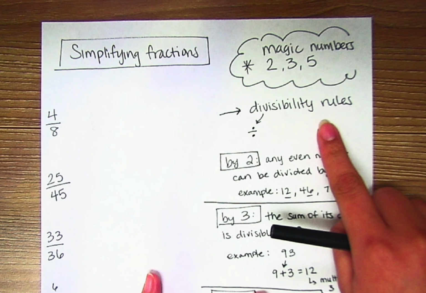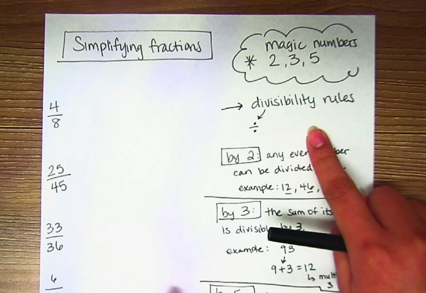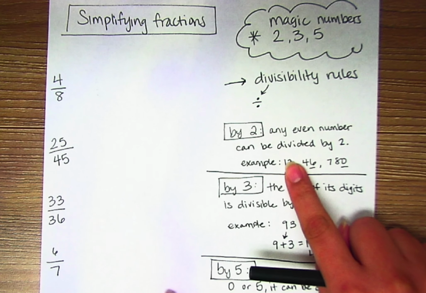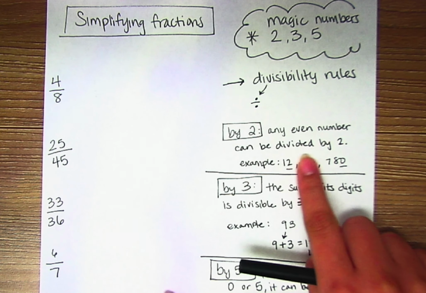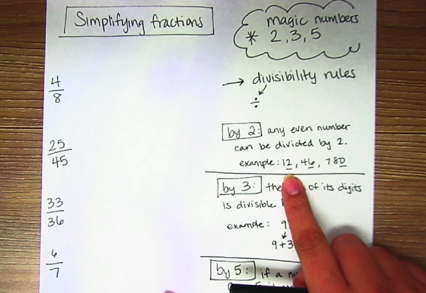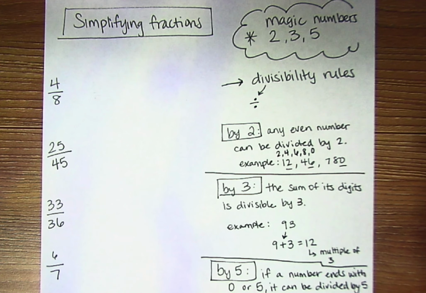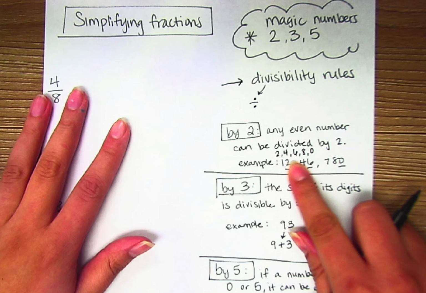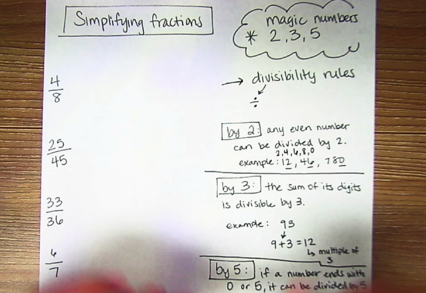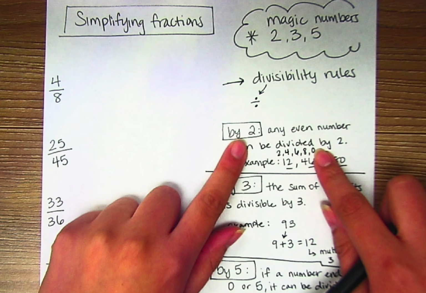I did write some division rules, okay? So when you're dividing by 2, you can divide any even number, okay? It's either going to be 12, 2 is an even number, 46, or 780. I also want you to write down these: 2, 4, 6, 8, and 0. If any of your numbers end here in 2, 4, 6, 8, and 0, you can divide it by 2.